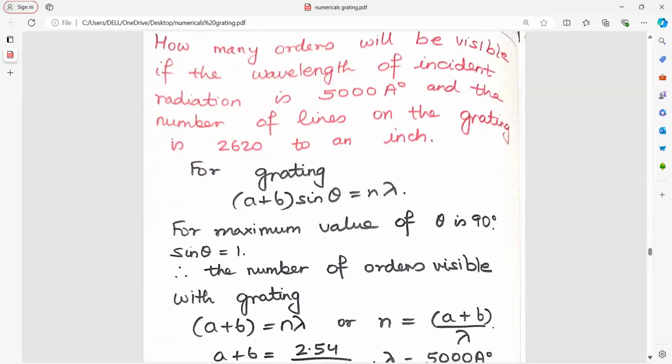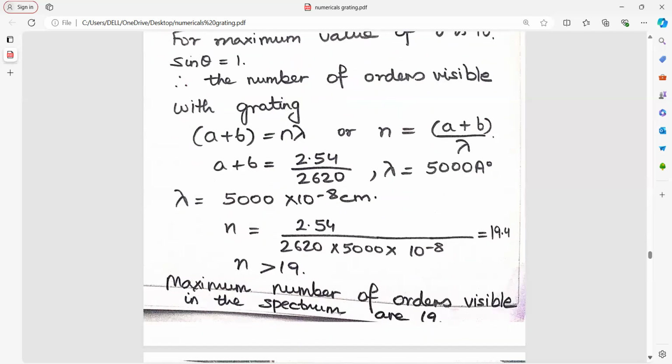How many orders will be visible if the wavelength of incident radiation is so much angstrom? For grating, a plus b sine theta, maximum value of theta is 90 degrees, sine 90 is 1. Number of orders visible is a plus b by lambda.